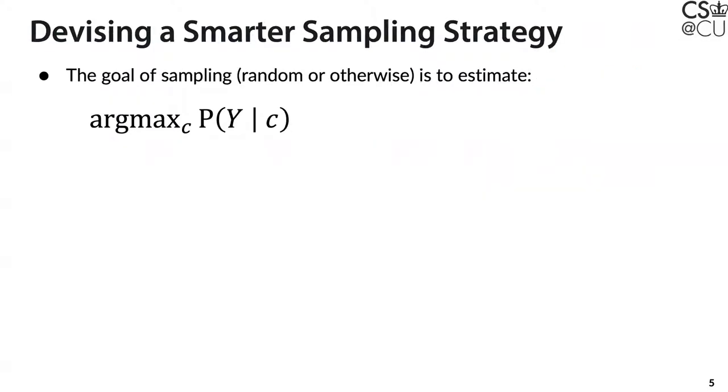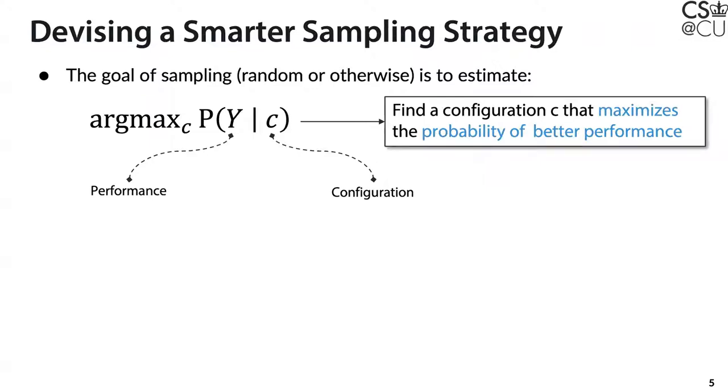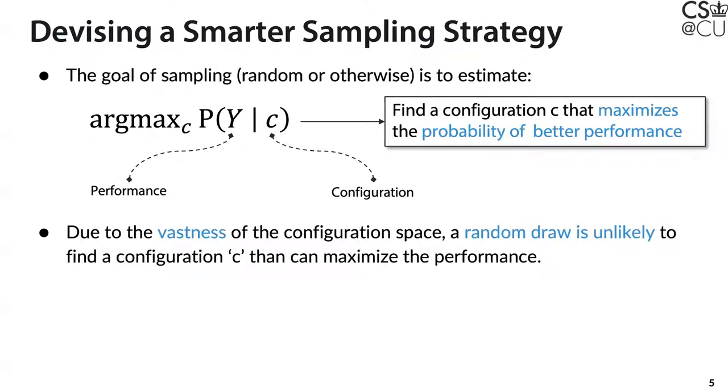And our strategy is to devise a smarter sampling approach compared to what exists in the current state of the art. Now, to do this, we need to understand what the goal of sampling is. The goal of sampling, random or otherwise, is to estimate the expression shown here. In other words, we want to find a configuration C that maximizes the probability of having a better performance, given the available configuration options we have. In this expression, Y is the performance and C is the configuration. Now, due to the vastness of the configuration space, it's easy to understand that a random draw is unlikely to find a configuration that can maximize the performance.